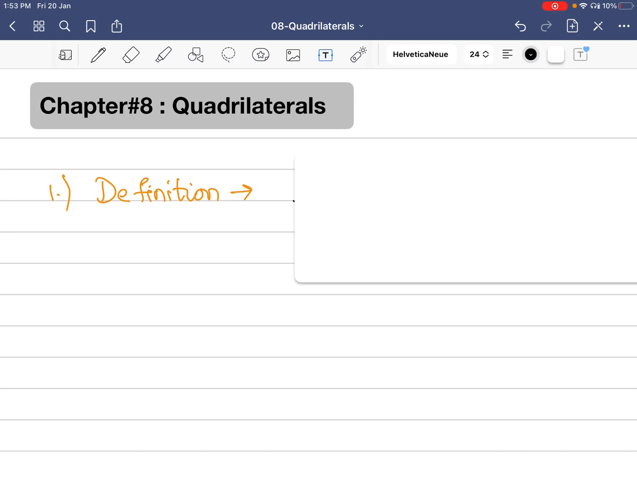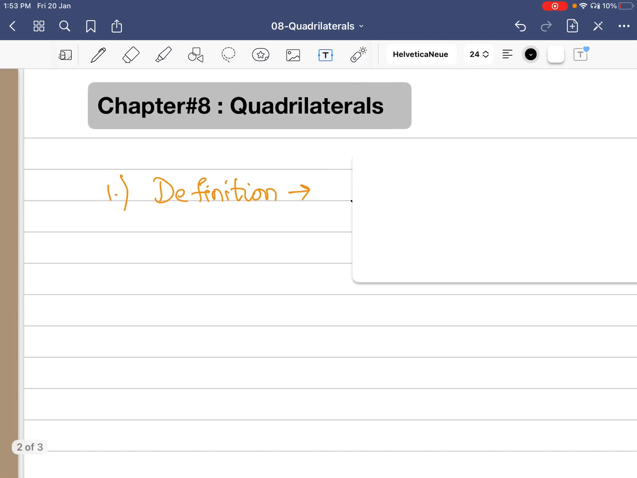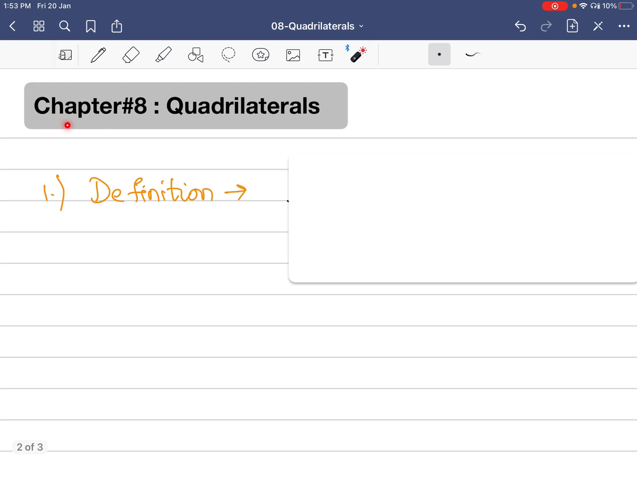So in this video, we are going to start a new chapter. It's called chapter number 8. Okay, it's chapter number 8, quadrilaterals. So it's a brand new chapter. This is the first introductory video where we're going to start with the basic definition of what exactly is a quadrilateral and what is this new geometric figure.